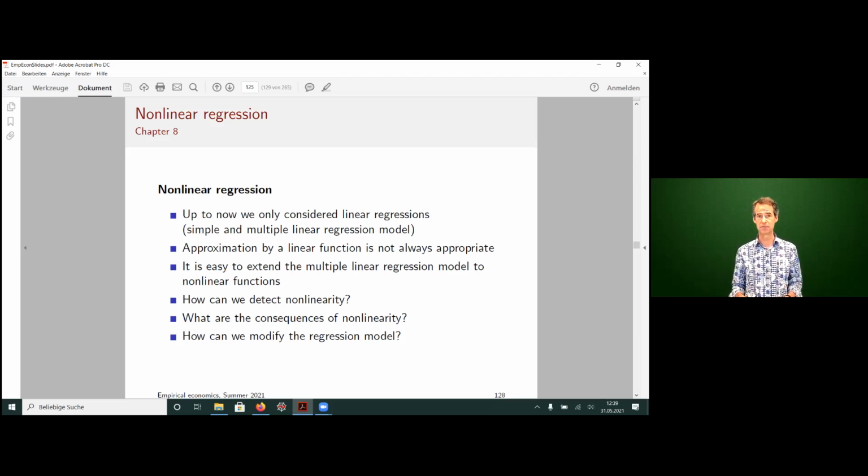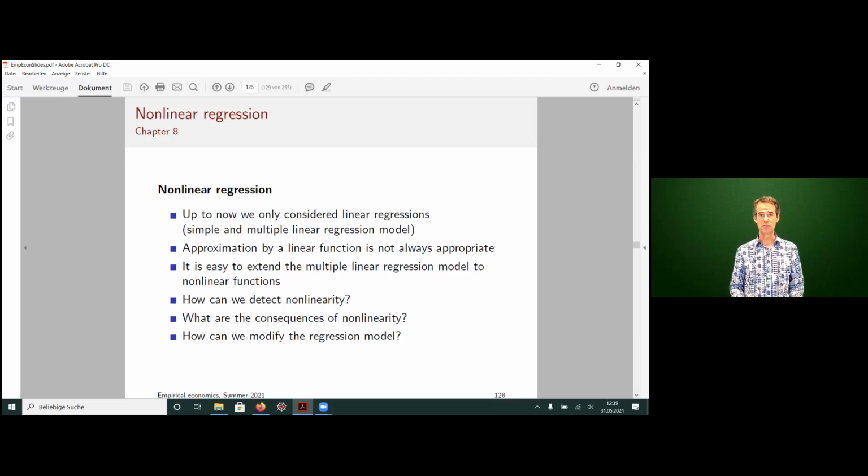But of course, approximating the true relationship between the endogenous variable on the one hand side and the regressors on the other side by a linear function might not always be appropriate. I think everybody agrees that if at all, the relationship between the endogenous variable and the regressors can only be approximated by a linear function, and often actually it can be approximated by such a function, but sometimes it cannot.